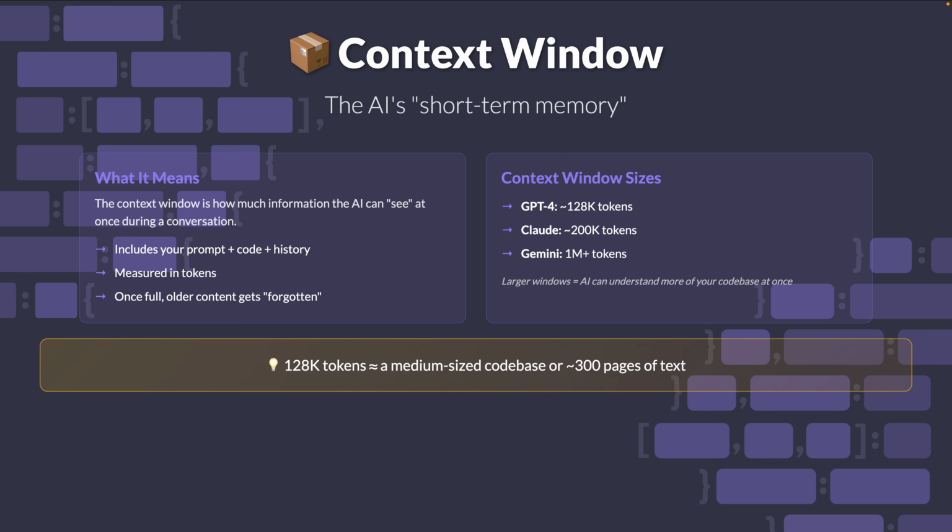Context windows are measured in tokens. For example, GPT-4 has a context window of about 128,000 tokens. Claude has up to 200,000 tokens. Gemini can handle over 1 million tokens. But when you watch this video, a lot of these services may have even more tokens they can handle. In practical terms, this means some AI tools can analyze your entire code base at once, while others can only look at a few files at a time.